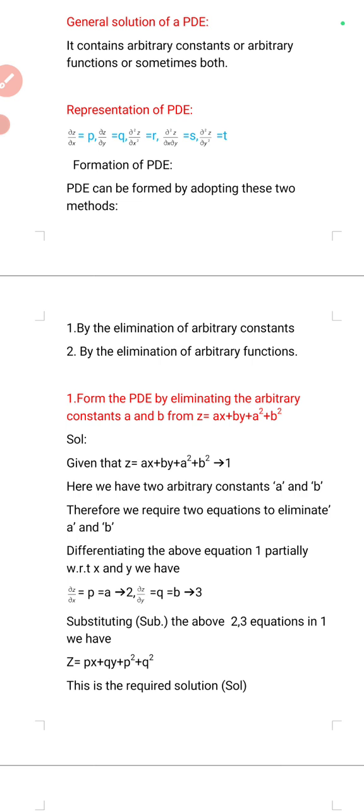So, before concluding this session, let me again rephrase all the concepts. What are the concepts we have dealt with so far? What is a PDE? How do we know about the order and degree of a PDE? How can we represent a PDE? What about the solution and general solution of a PDE? How can we form a PDE?